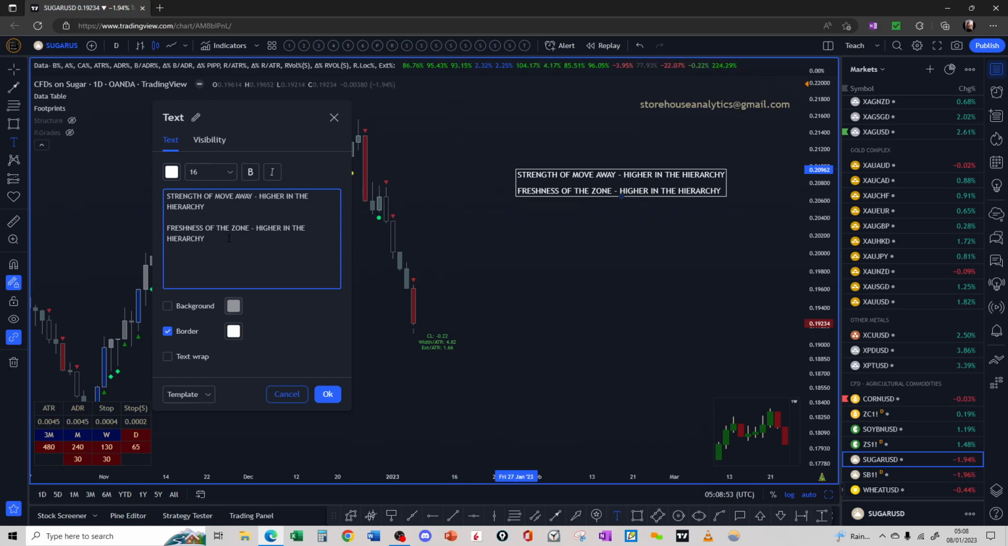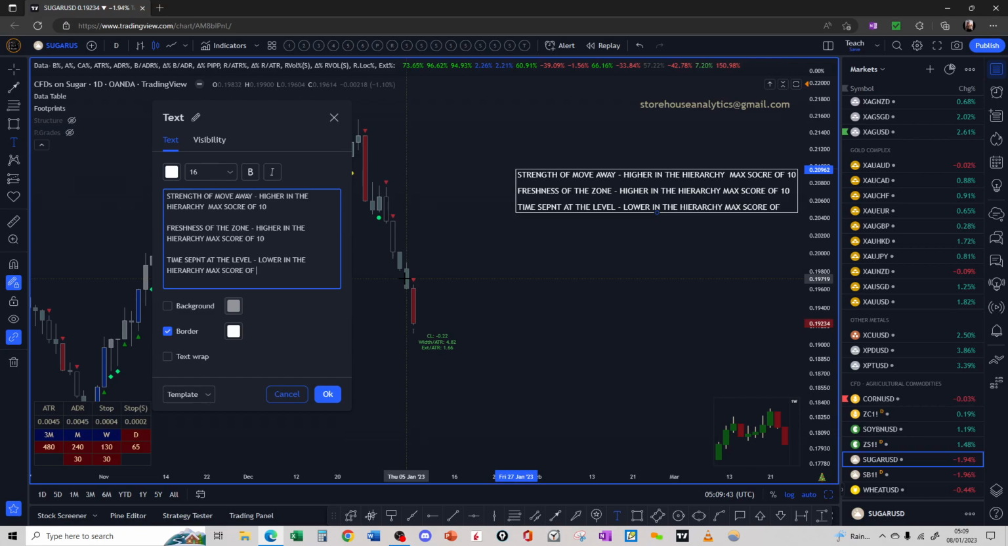Okay, and then time spent at the level, lower in the hierarchy. Okay, so if you're giving the strength of the move away a max score of 10, for example, you want to give freshness also a max score of 10. You want to give time spent at the level, remember we said at least half of that, max score will be 5. If you decided strength of the move away was 20, freshness was 20, then time spent at the level would be 10.